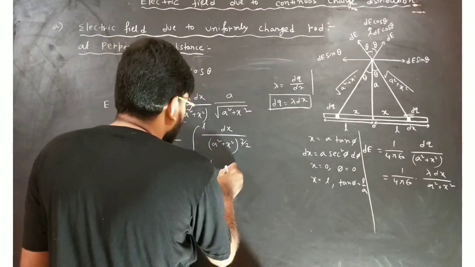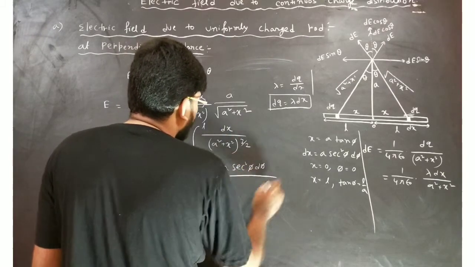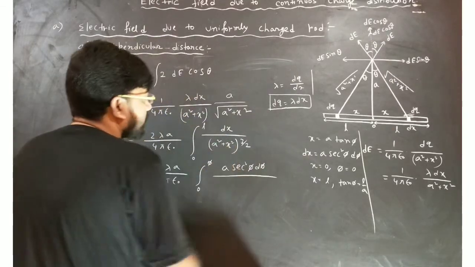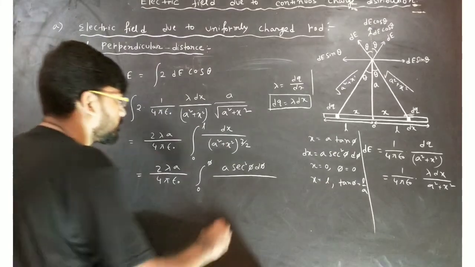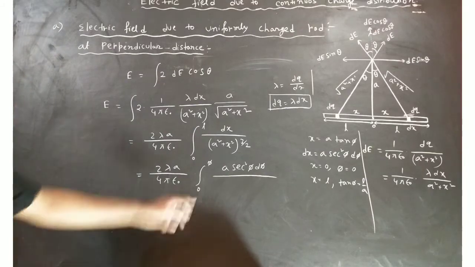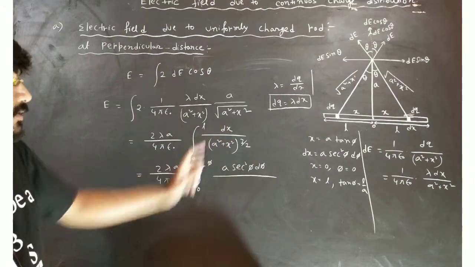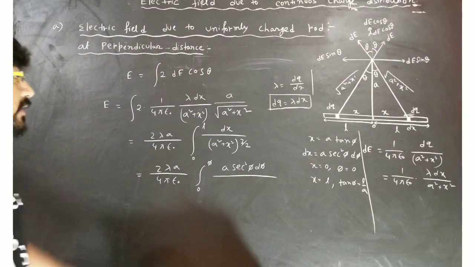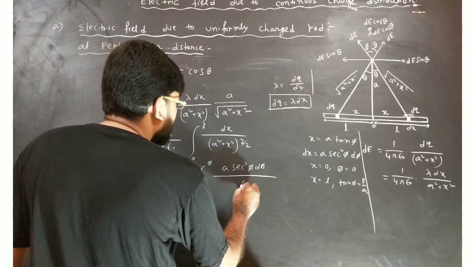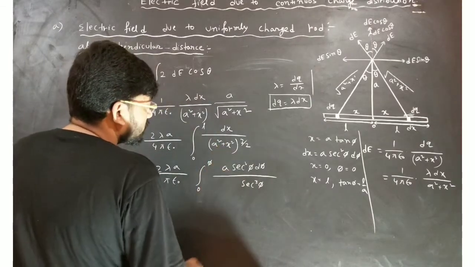So dx is a sec square phi d phi divided by, if you take here x is a tan phi, so a square plus x square will be a square into 1 plus tan square phi. Okay, a square plus a square tan square phi. So if you take common a square into 1 plus tan square phi, that will be sec square phi, and sec square phi to the power 3 by 2, that means sec cube phi. So it will be just sec cube phi, and for a square to the power 3 by 2, that will be a cube.